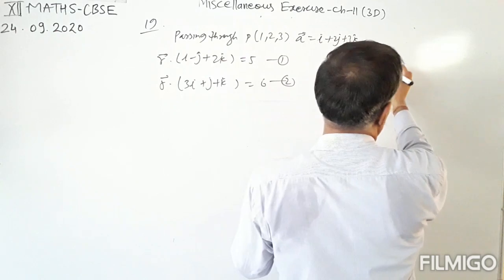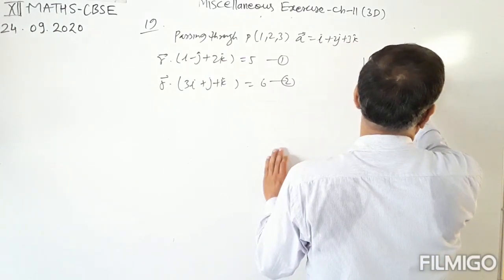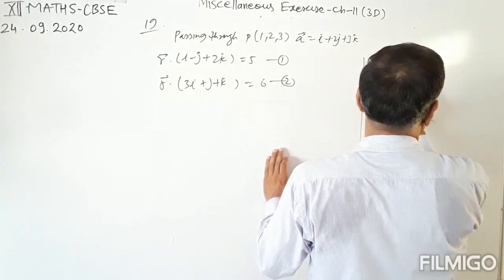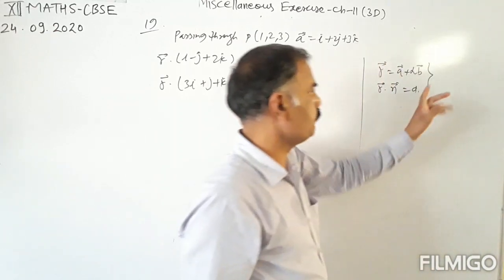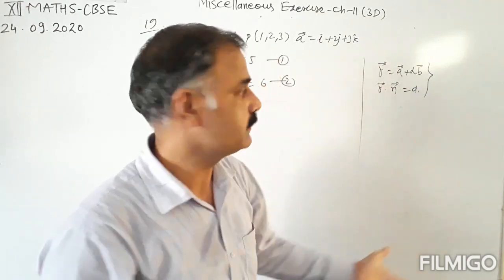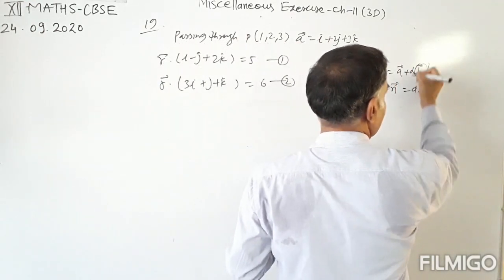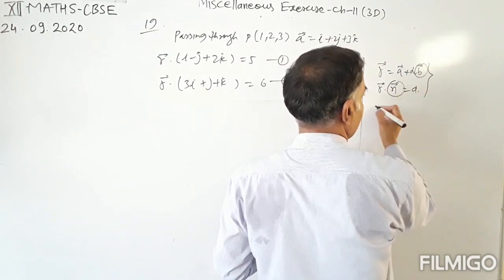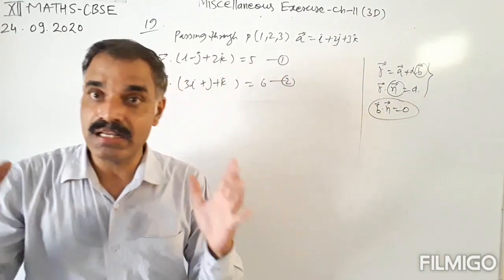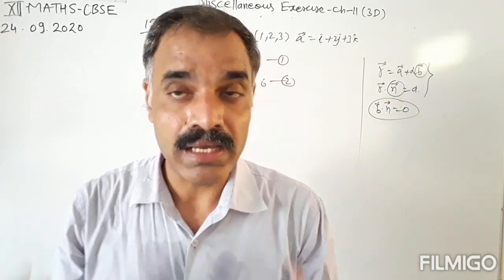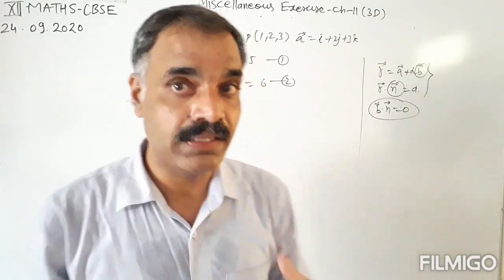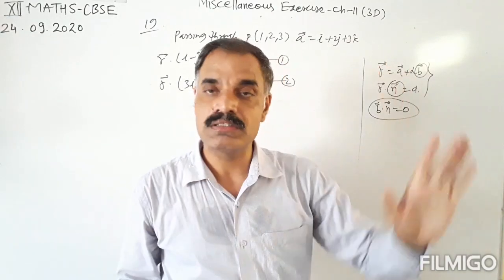The condition that a line r vector equals a vector plus lambda b vector is parallel to the plane r vector dot n vector equals d is this: b is the direction of the line, n is the direction of the plane's normal, and b vector dot n vector equals 0. This is the condition of parallelism of a line and a plane.